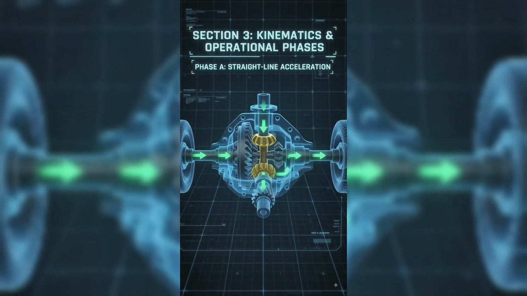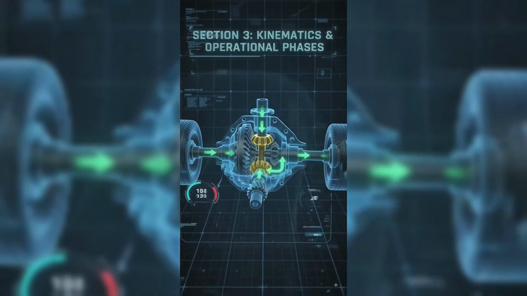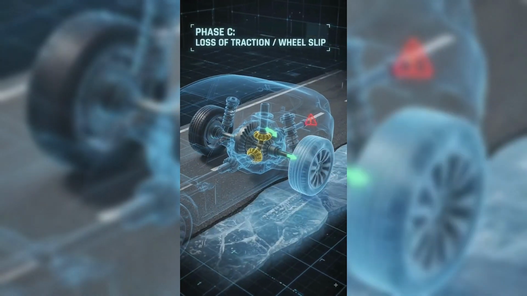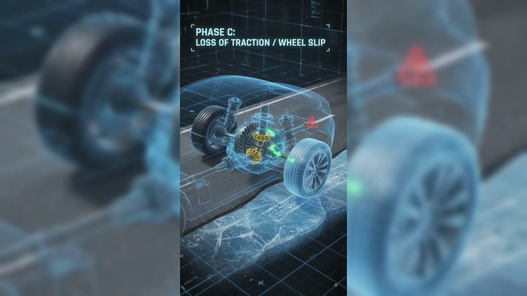Phase A. In a straight line, torque is split 50-50. Spider gears spin to allow speed difference. Traction loss: power takes the path of least resistance, spinning the wheel on ice.